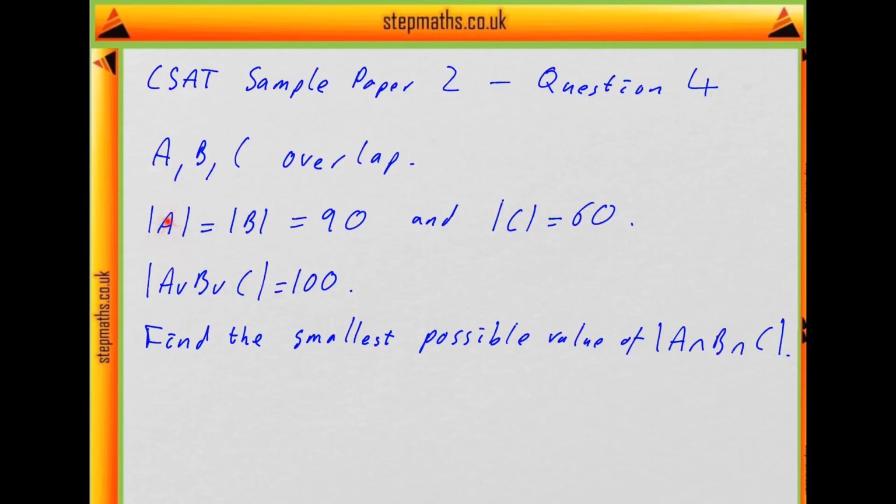So this is saying A and B are both 90 and C is 60, and the union of all of them is 100, and we have to find the smallest possible value of the intersection of all of them. So if you want to have a go at this question yourself, pause the video now.